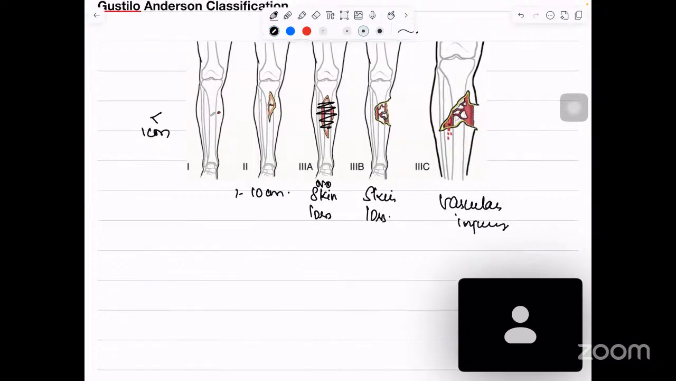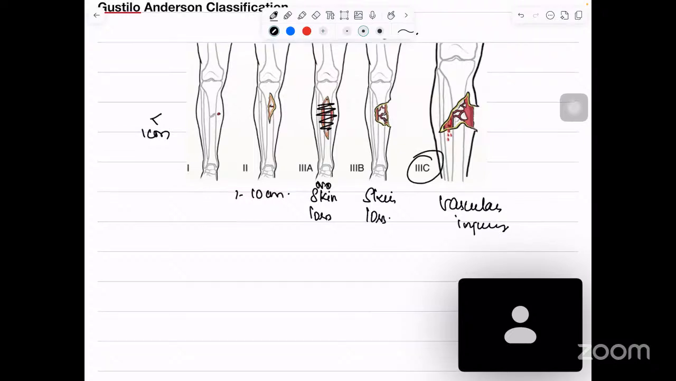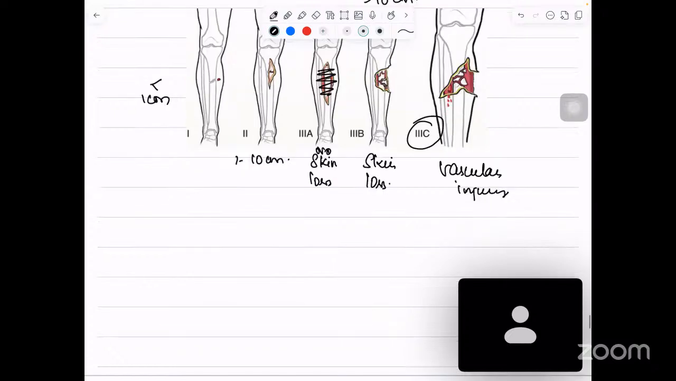I got a small doubt. If a patient has a grade 1 injury, but there is a vascular injury, will you grade the patient as 1 or 3C? It's always 3C. Irrespective of the size, if the patient has a vascular injury, it is termed 3C. I'll show you a few examples from my cases.